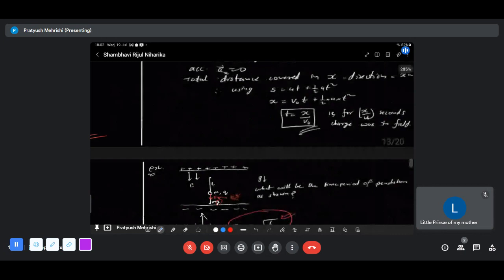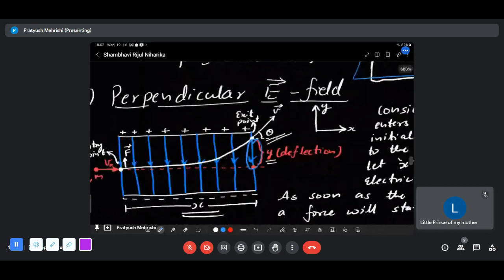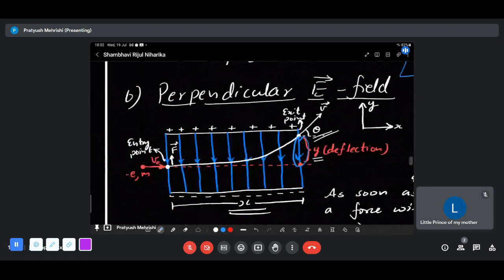What is theta and what is y? Y is the deflection, and theta is the angle made by the vertical deflection at the time of reflection. Got it now, Hemant? Sir, got it, sir.